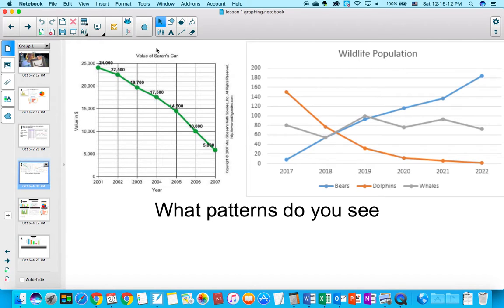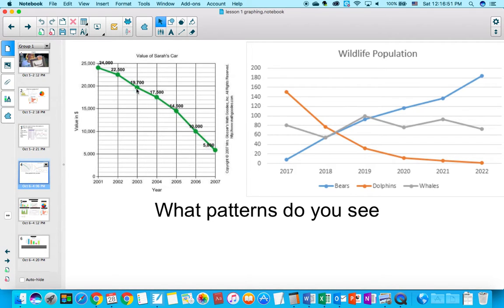When we look at this graph, we have the value of someone's car, in this case Sarah's car, over a period of years. At first her car is worth $24,000 in 2001. We look at 2001 on our x-axis, we go up, and we see 24,000. That's what her car is worth in 2001. As we move on to the next year, we see that the price went down to 22,500.